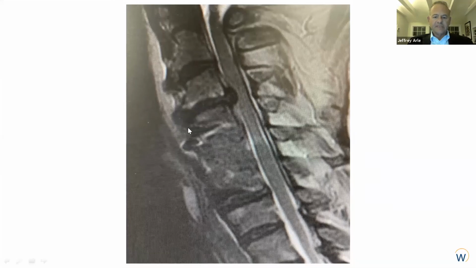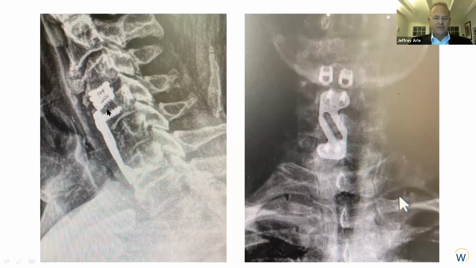Is this the kind of thing that you want to have to remove this whole plate system here and screws just to do this disc? I mean, obviously you'd rather not. There's going to be a lot of scar along the anterior margin. The esophagus is going to be involved with that. You know, yes, it's doable. I've done this in the past. Of course, it is doable, but we'd all rather not have to do it if we can avoid it.